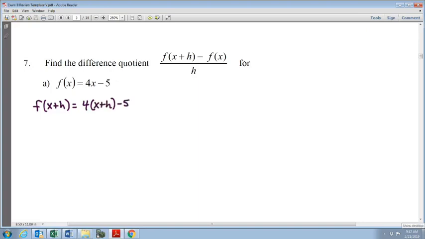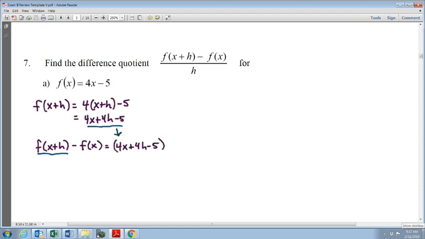So the function is going to take 4 times your input and subtract 5. So in this case, our input is x plus h. So we're going to do 4 times that and subtract 5. And we end up with 4x plus 4h minus 5. So now let's find f of x plus h minus f of x. So we're going to take what we just did, that's our f of x plus h, and subtract f of x. Well, that's just 4x minus 5.